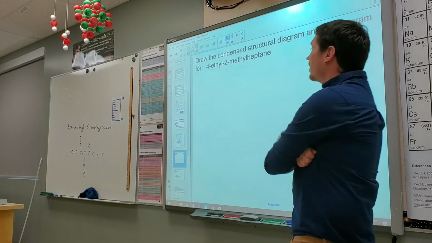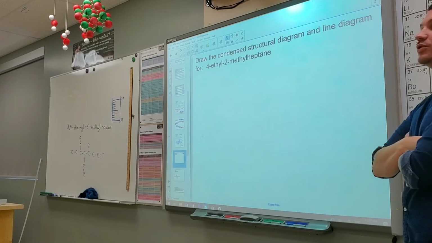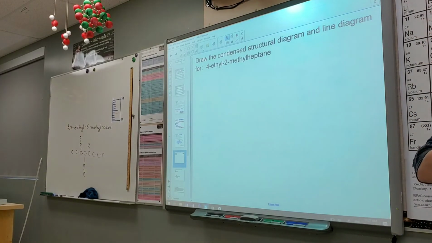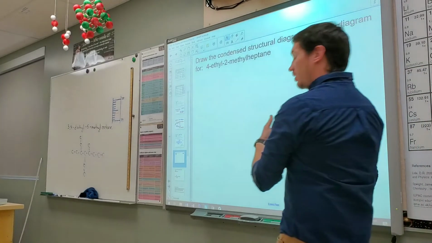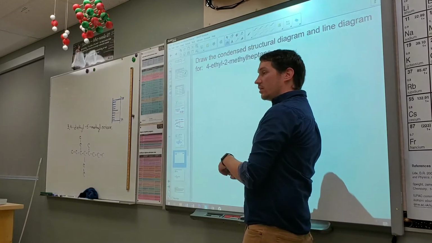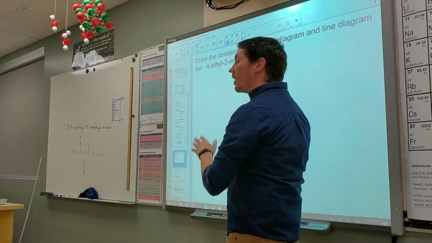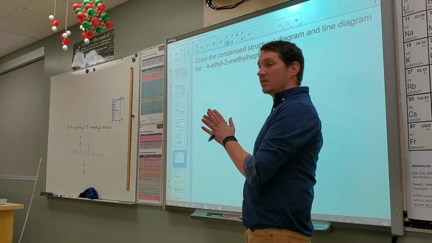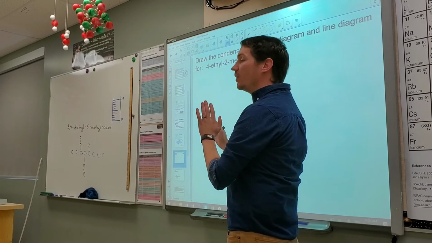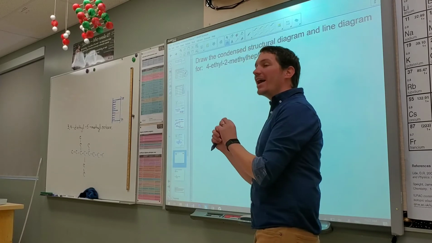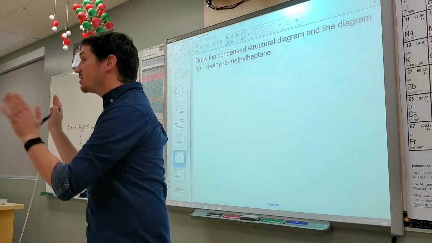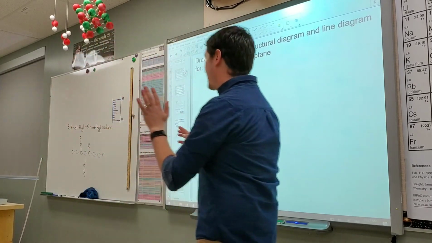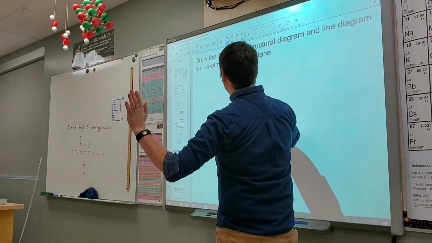I'm asking you to draw the condensed diagram. So remember, what I want to be very clear about is that the condensed diagram is the exact same as the structural diagram, except you don't have to write this down.